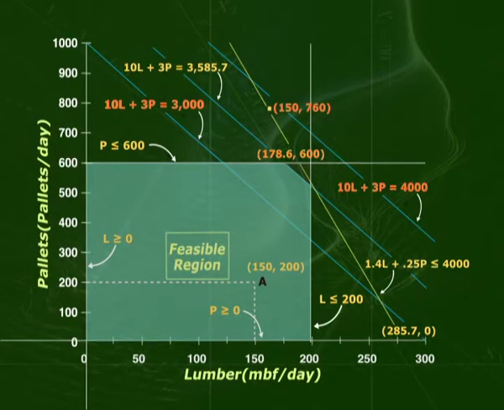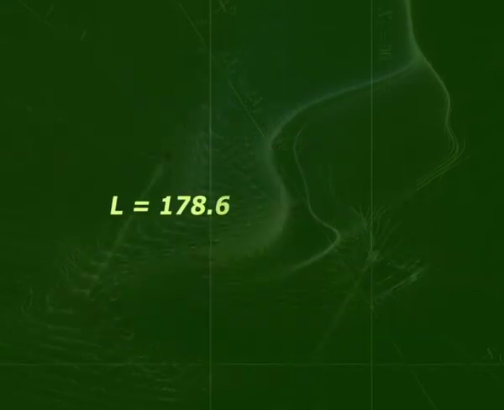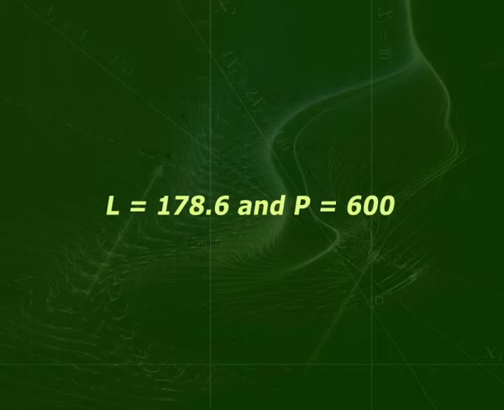The value of L at this point can be identified by putting P equal to 600 in the log capacity constraint. The values of the variables at this corner are P is equal to 600 and L is equal to 178.6. Thus, the solution to the lumber mill problem is L is 178.6 and P is 600. In other words, the production strategy that will result in the highest daily net revenue is to produce 600 pallets and 178.6 MBF of lumber per day.